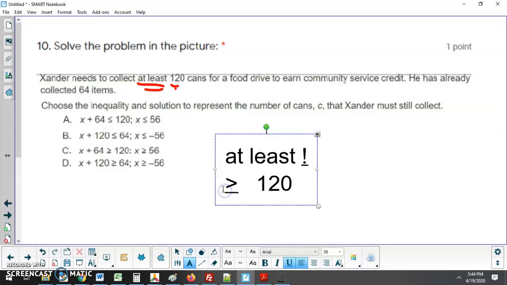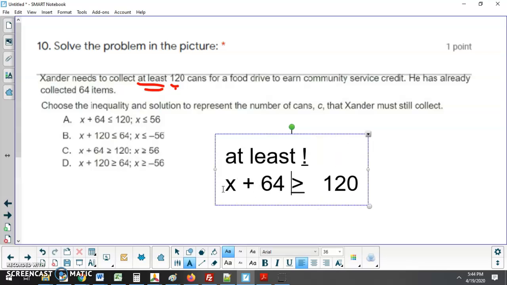And so the rest of it, he has already collected 64. How many more does he need to collect? So you're adding together his cans. x plus 64 is greater than or equal to 120. All right, that's it for that one.